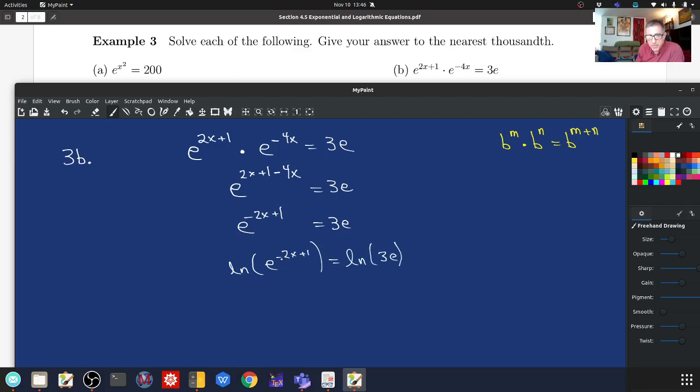So using the property that allows me to remove the exponent and bring it out in front as a factor times log of e. That's kind of nice because log to the base e of e is equal to 1. And over here I'm going to use the logarithmic rule that allows me to take the log of a times b is equal to the log of a plus the log of b.